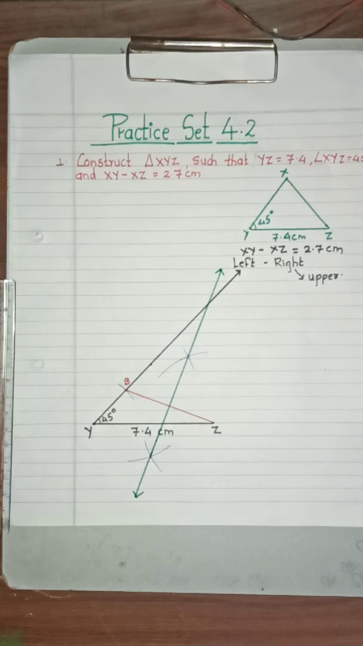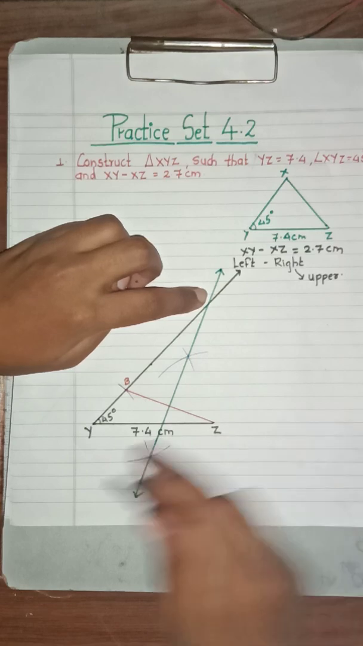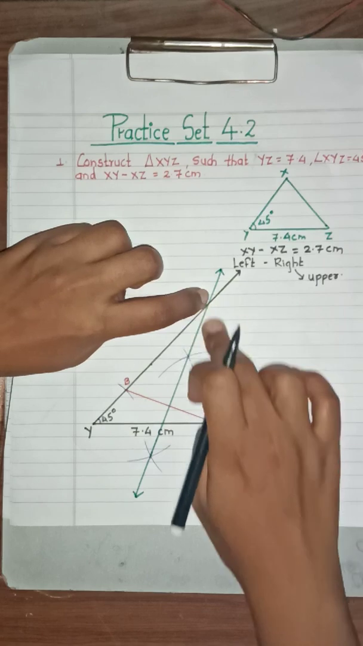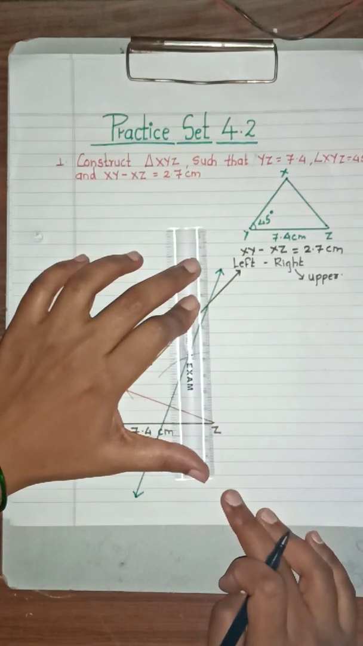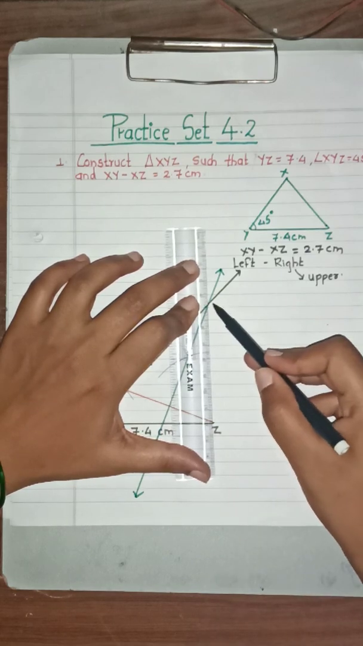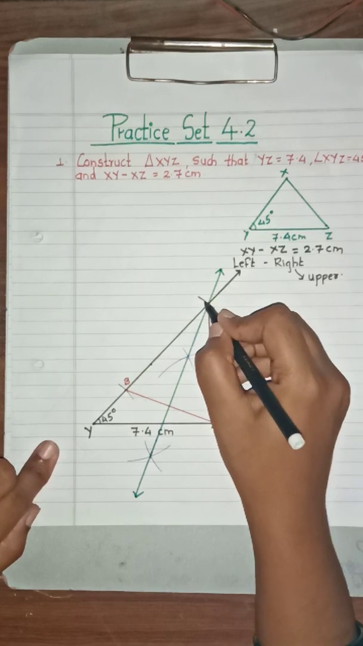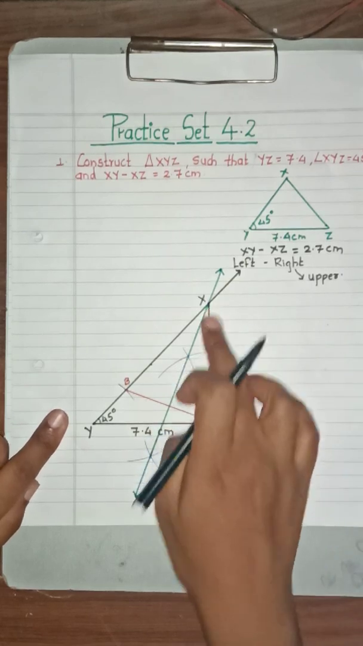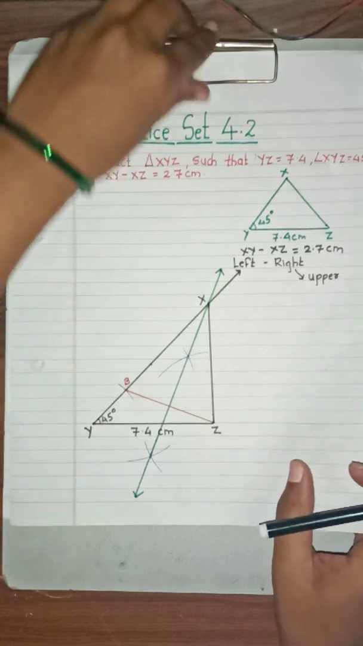Okay, now you can see this perpendicular bisector is intersecting this ray YB at this point. Okay, now from this point of intersection you will be joining it to Z. Now see, I will join it here. Okay, so this is your point X. Okay, so this is your required triangle XYZ. Okay, now let us move on towards the next question of this practice set.